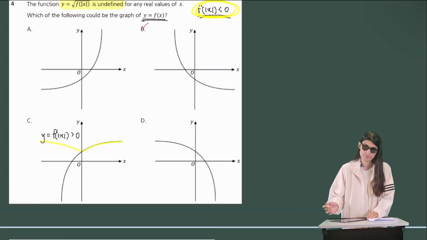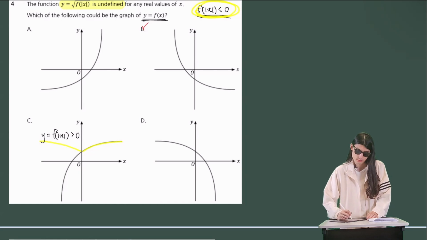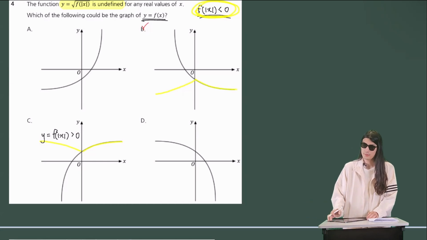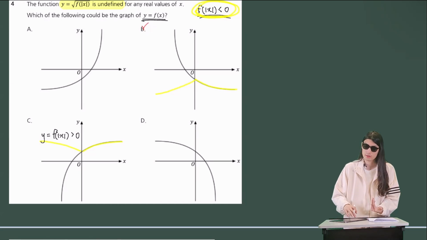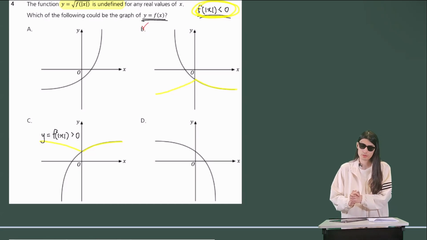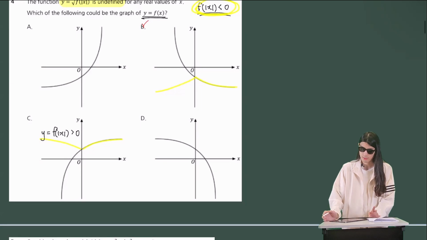Because if you consider B, the graph of f of absolute value of x would look like that, which, as you can see, for every value of x, the function value is negative, isn't it? So when you take the square root of f of absolute value of x, for any value of x, your square root function will be undefined, making B the correct answer.